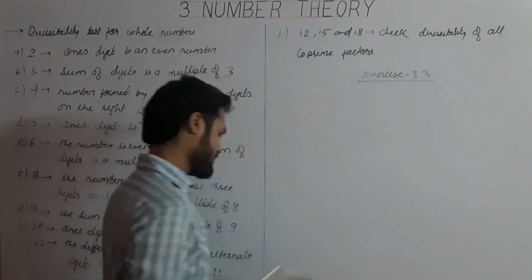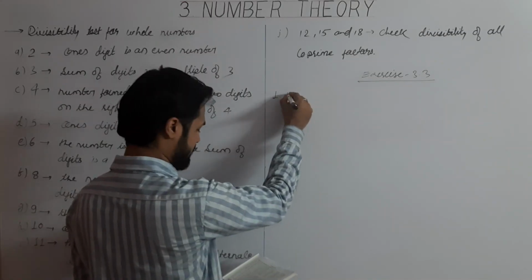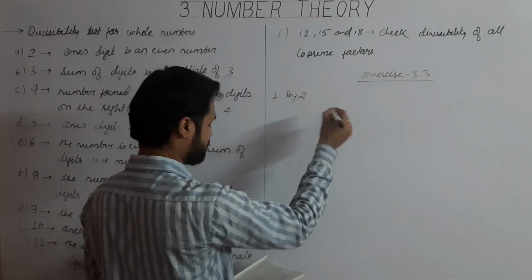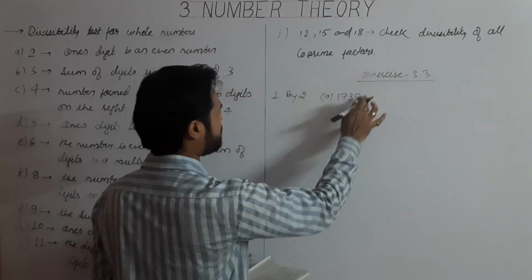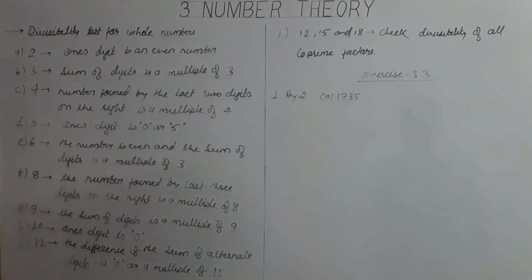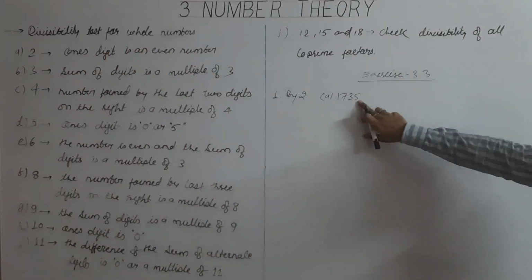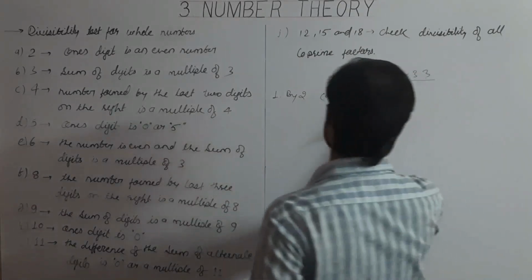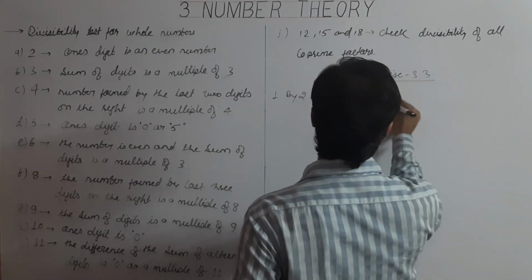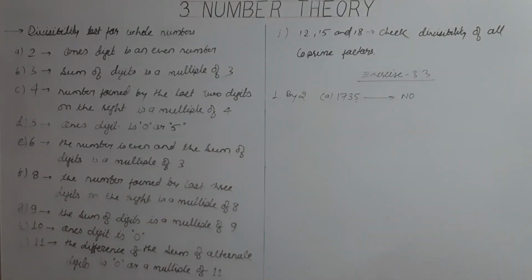Exercise 3.3. First question, test for the divisibility of numbers. First, we have to test for 2. The given number is, first A, 1735. We are required to check its divisibility by 2. So for 2, just check the one's digit, whether this last digit is an even number or not. 5 is not an even number, 5 is an odd number. So the number 1735 is not divisible by 2.